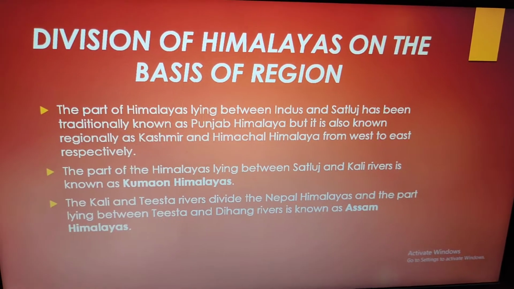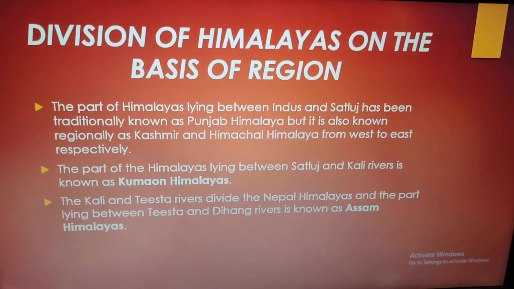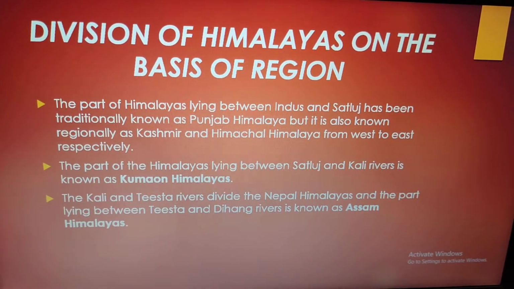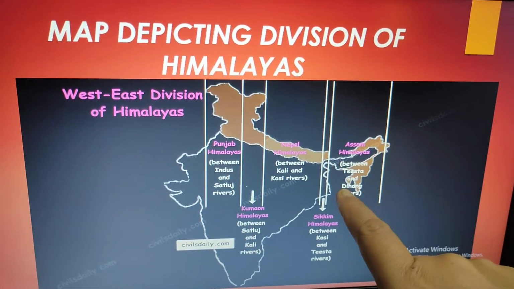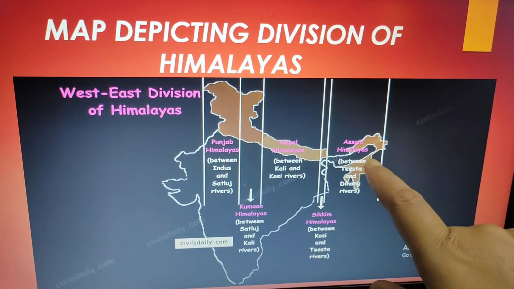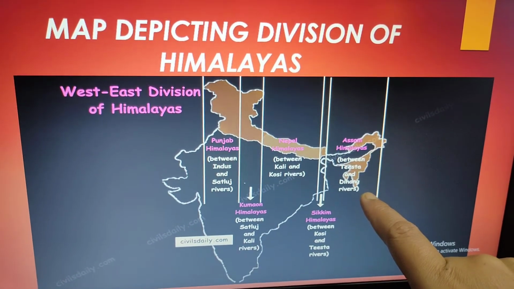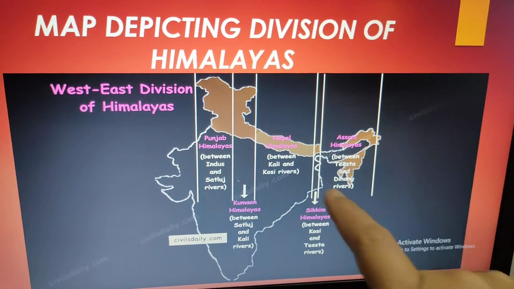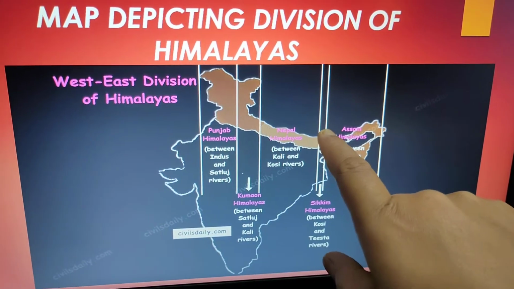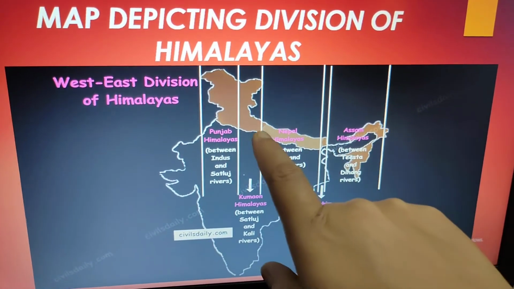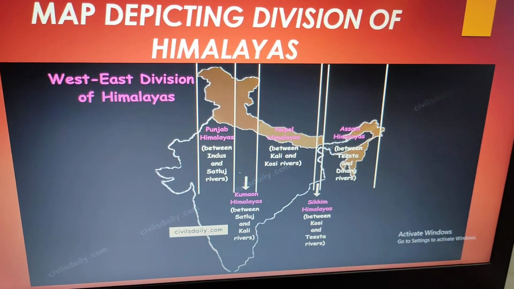The Kali and Teesta rivers divide the Nepal Himalayas, and the part lying between Teesta and the Dihang river is known as Assam Himalayas. Between Teesta and Dihang, these are your Assam Himalayas. And these are your Nepal Himalayas between Kali and Kosi. Now Nepal is there. There is a discontinuity now. Between Kali and Kosi rivers are your Nepal Himalayas.